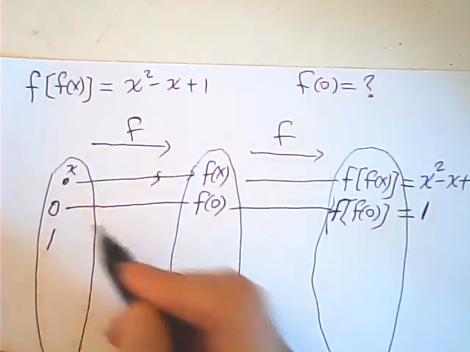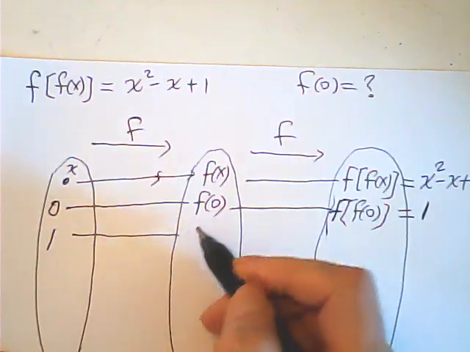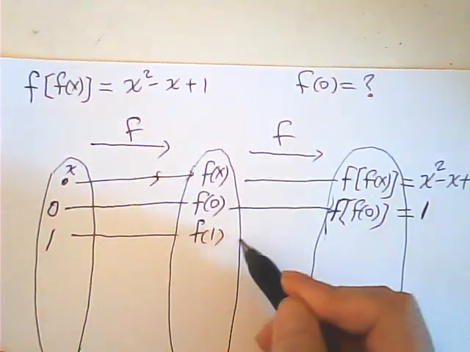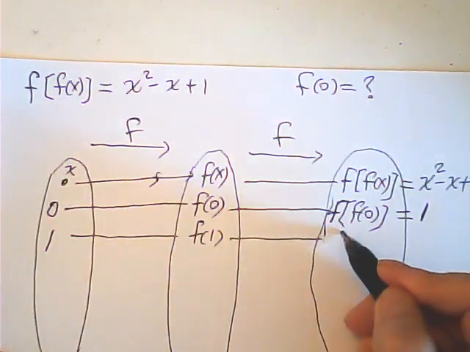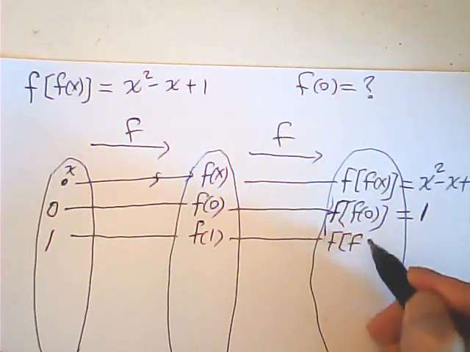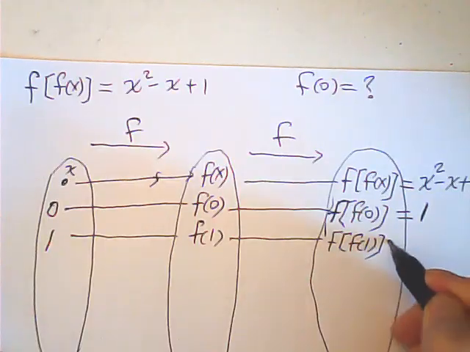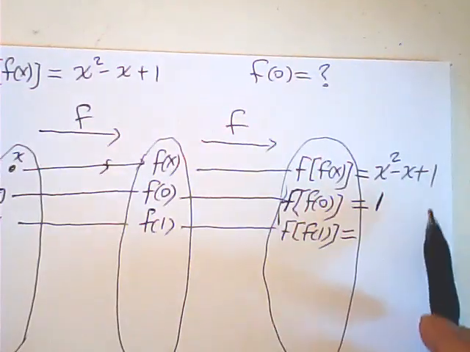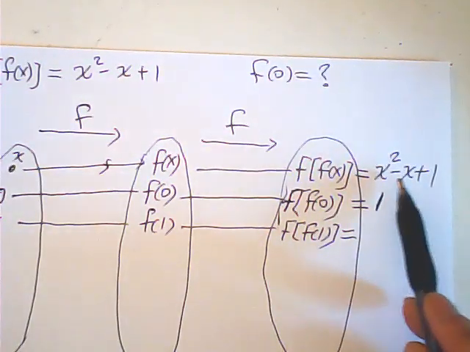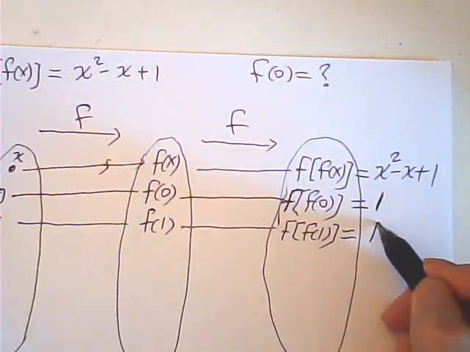Now, if this is 1, then this goes to f(1). It goes to f(1). By the definition, 1 squared minus 1 plus 1 is 1.